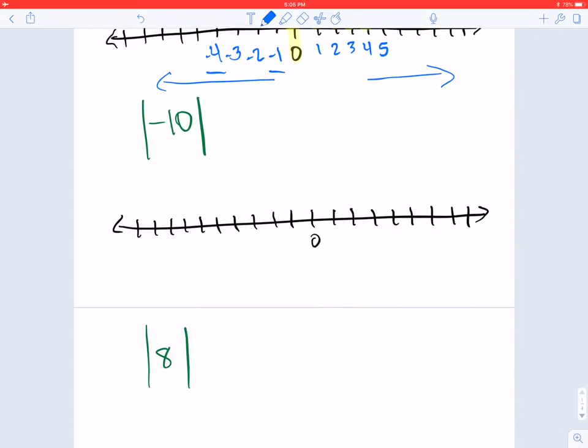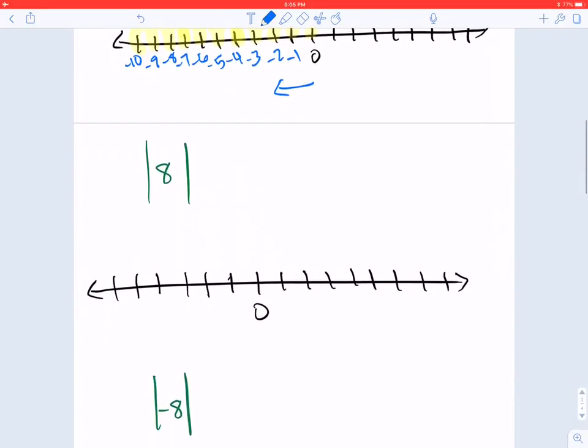What if I have -10? Okay, so I know I'm going to the left because it's negative. So I have -1, -2, -3, -4, -5, -6, -7, -8, -9, -10. How far from 0 is that? Well, let's count. 1, 2, 3, 4, 5, 6, 7, 8, 9, 10. The absolute value of -10 is 10. It's not -10 even though we're going in a negative direction. It simply wants to know how far from 0 it is, and it's 10 spaces.